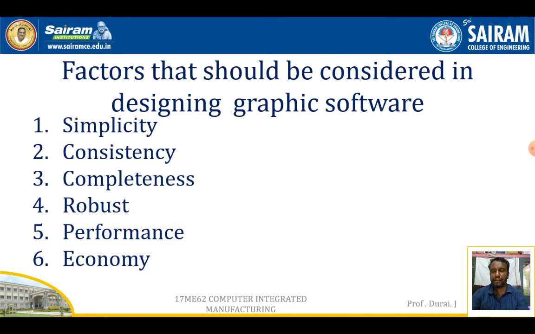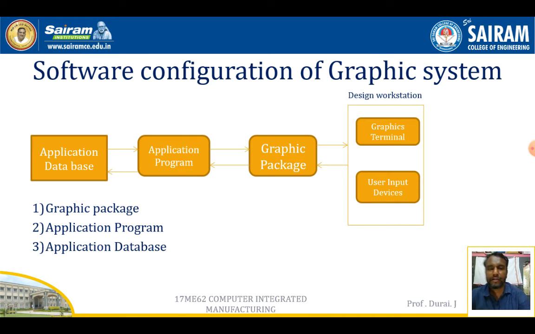Then comes the next one, software configuration of graphic system. In the diagram they have shown the application database, application program, graphic package, graphic terminal, and user input devices. We will see one by one. First, we will discuss the graphic package. It is a software supported system between the user and the system. It consists of input subroutines and output subroutines.